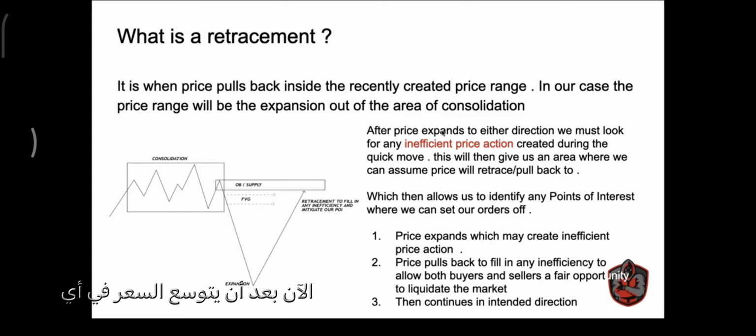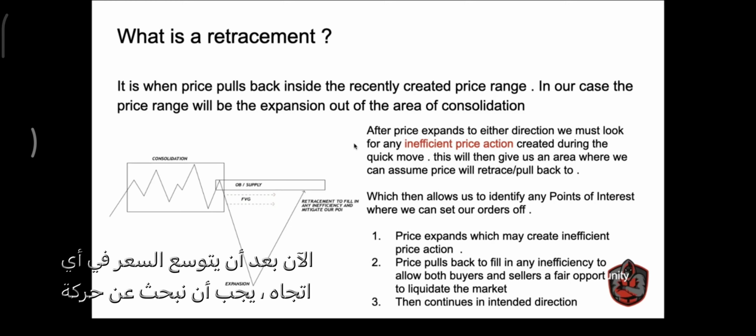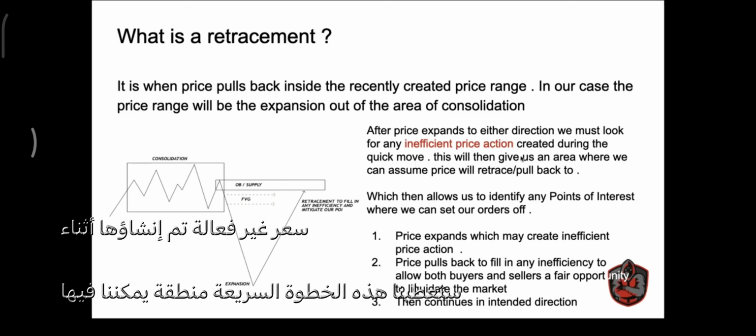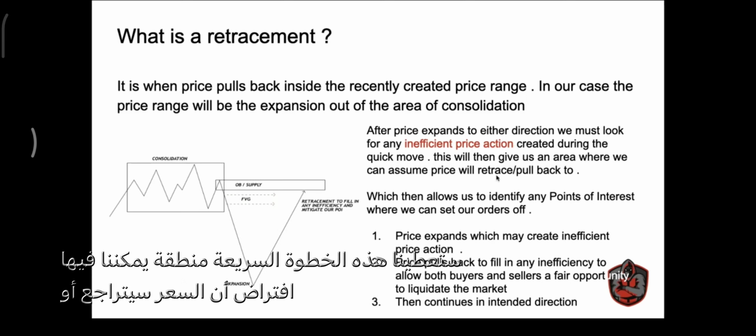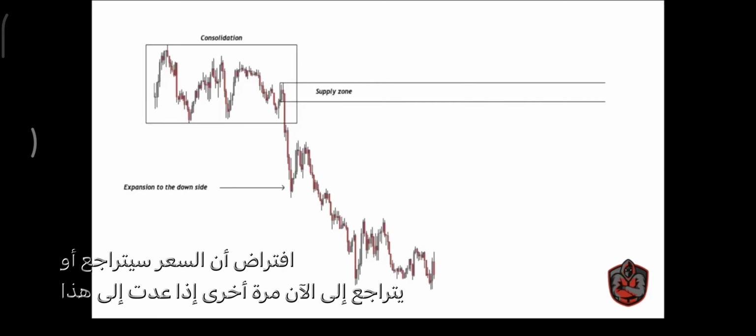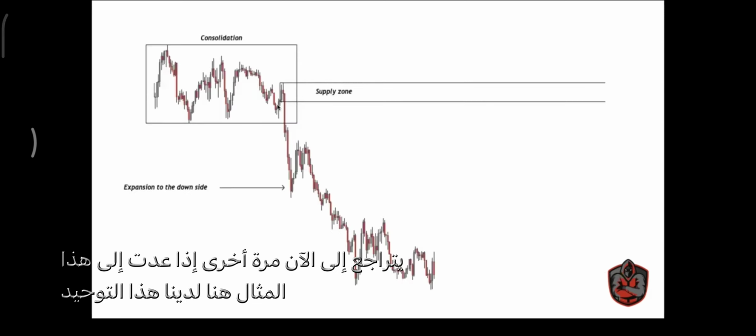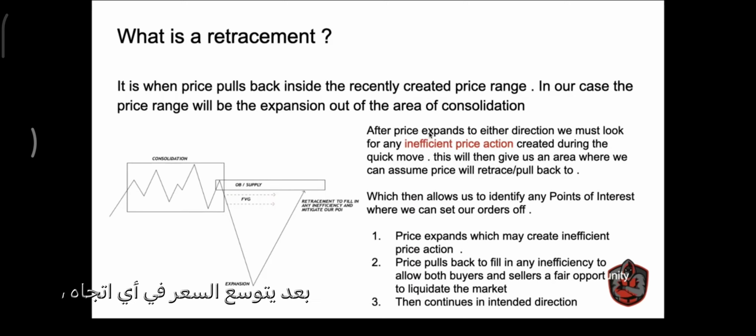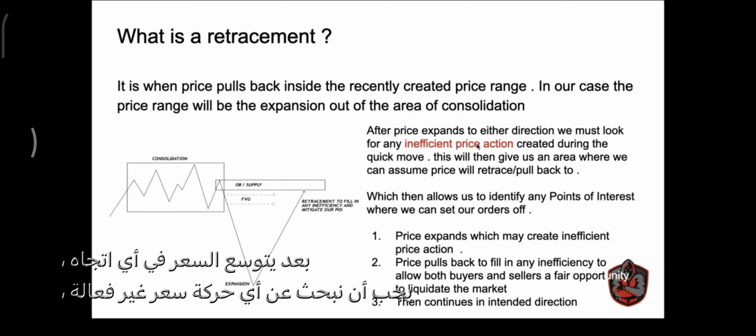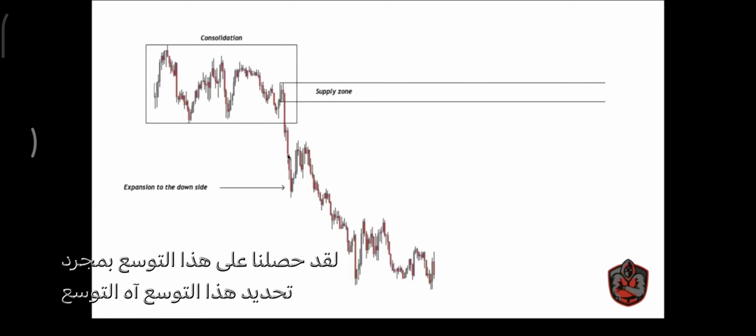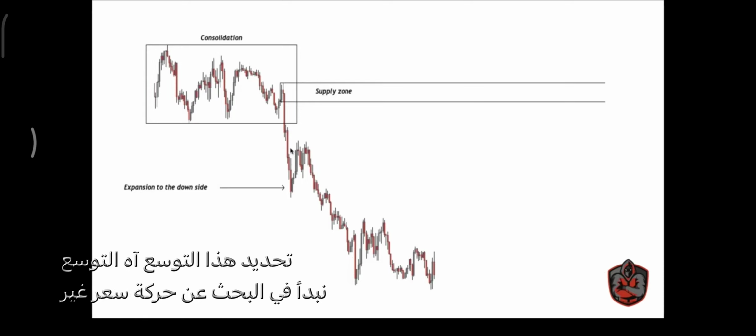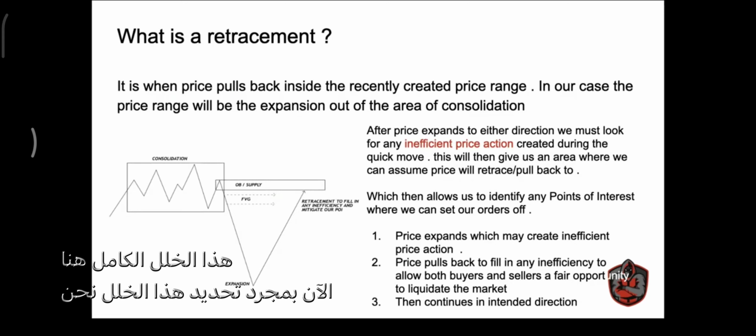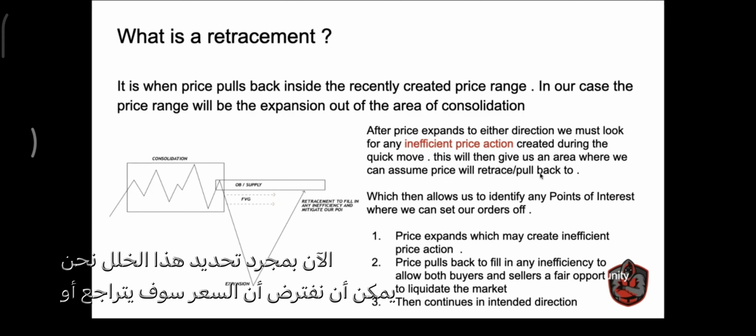Now after price expands to either direction, we must look for an inefficient price action created during the quick move. This will then give us an area where we can assume price will retrace or pull back to. Now again, if I go back to this example here, we have that consolidation and then we got that expansion. Now remember what it says in the slide. After price expands to either direction, we must look for any inefficient price action. We got that expansion. Once we identify that expansion, we start to look for inefficient price action, and we identify that right over here, this whole imbalance, right? Now once we identify that imbalance, we can assume price will retrace or pull back to that area.